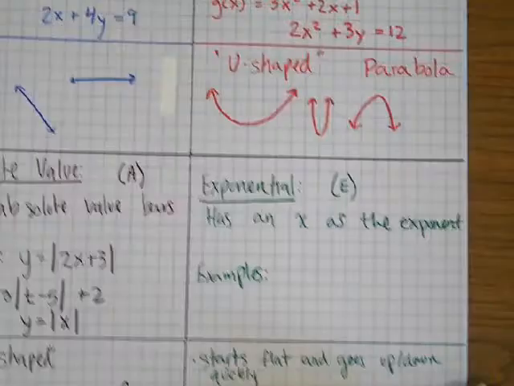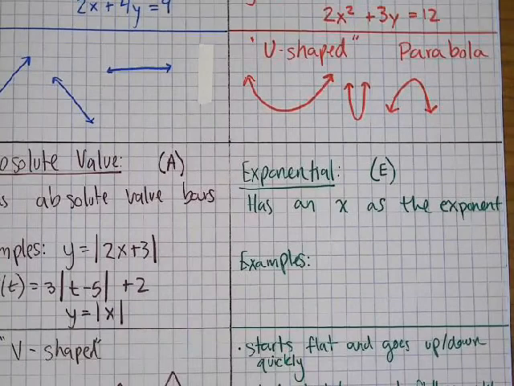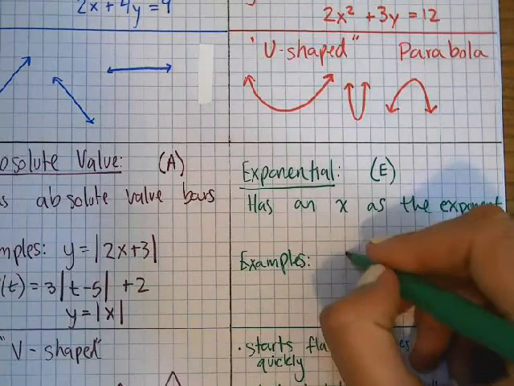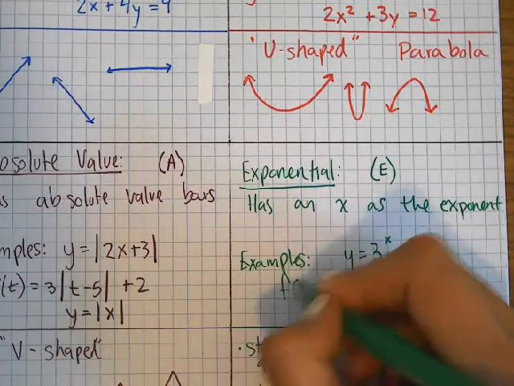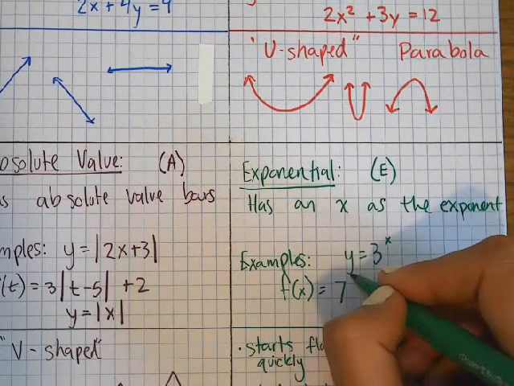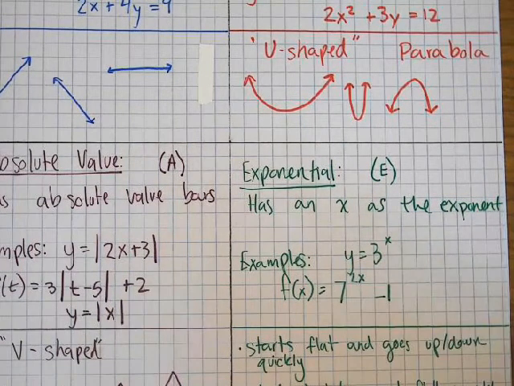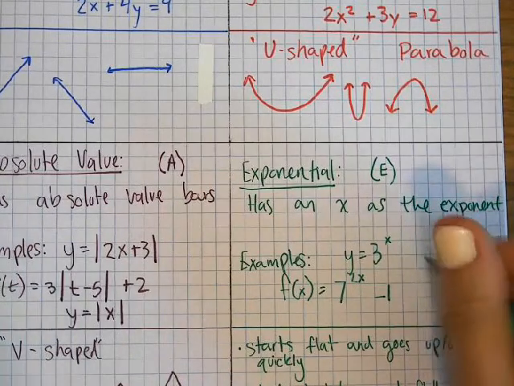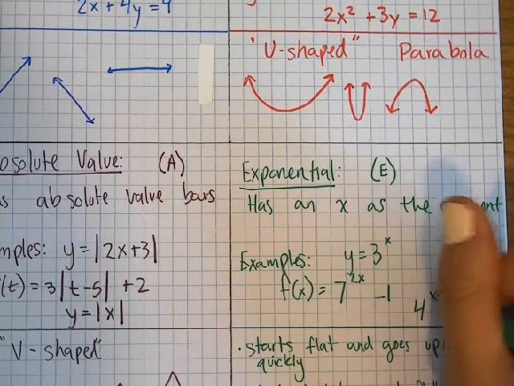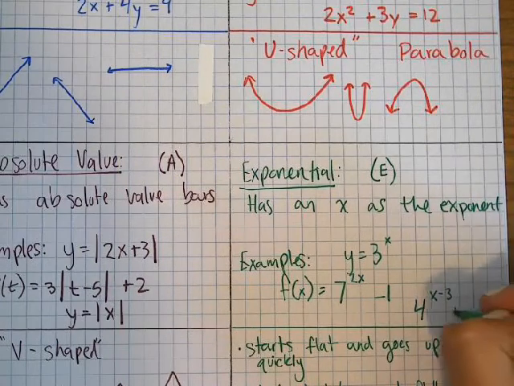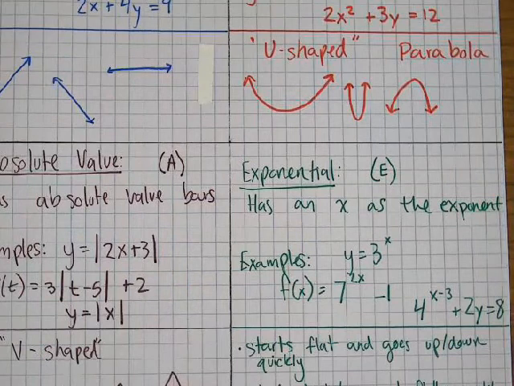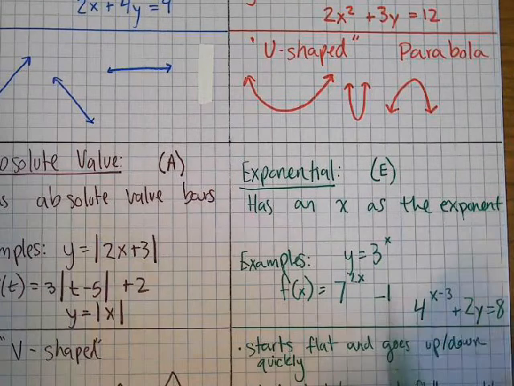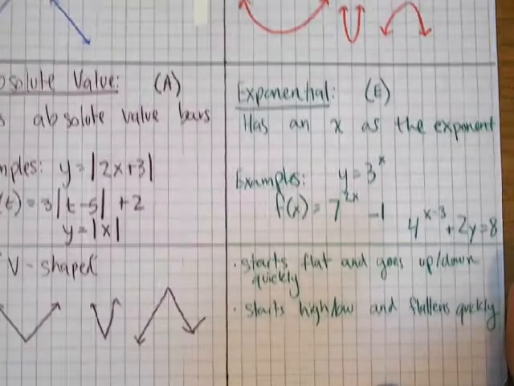Okay, and our last function is exponential. This one has an x as the exponent. All right, so we could just have 3 to the x, maybe 7 to the power of 2x minus 1. Okay, we can be as complicated as maybe 4 to the power of x minus 3 plus 2y equals 8. Okay, those are all exponential because the x is in the exponent.